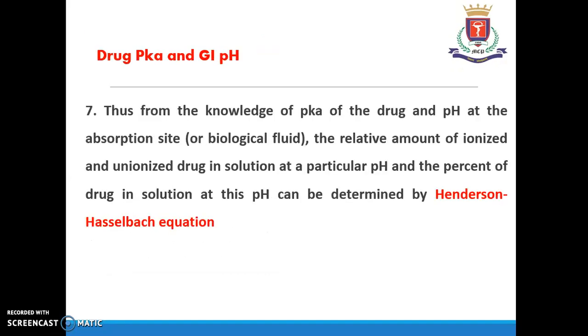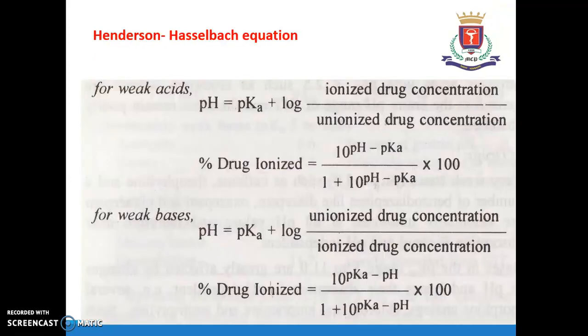And the next assumption is, thus, from the knowledge of the ionization constant pKa of a drug and the pH at the absorption site, that is the biological fluid, the relative amount of ionized and unionized drug in solution at a particular pH and the percentage of drug in solution at this pH can be determined by using the well-known Henderson-Hasselbalch equation. For weak acid, what is this equation? For weak acid, pH is equal to pKa plus log of ionized drug concentration divided by unionized drug concentration.